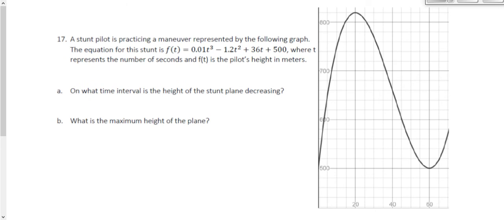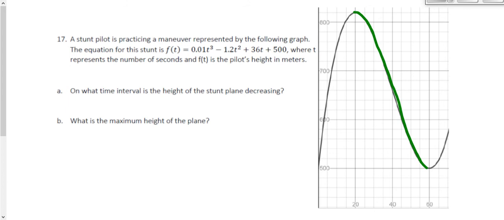The equation for the stunt is given there. T is the number of seconds, so T is time, and then f of t, which is the y-axis, talks about his height in meters. So on what time interval, so they're looking for an interval of x values, or in this case t values, what t interval is the height of the stunt plane decreasing? So we're looking for decreasing, and I want to label that as an interval of t values. Our stunt pilot is going downhill here on the graph.